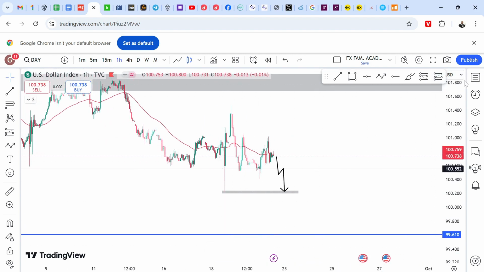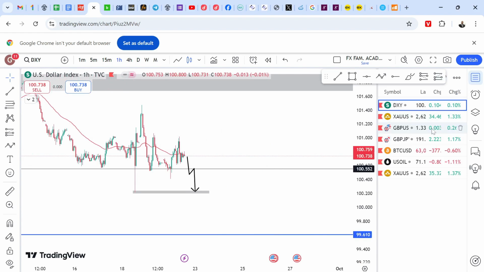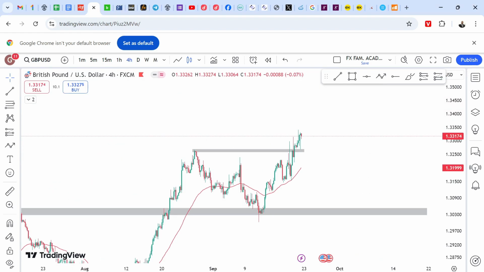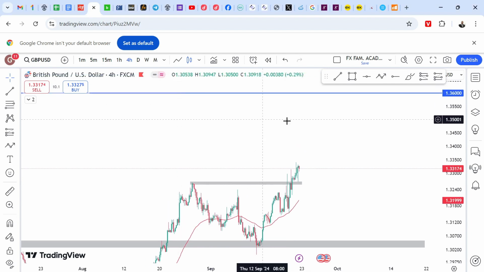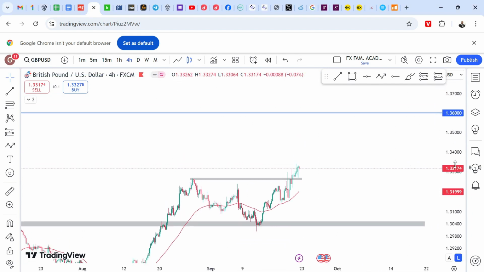Let's look at GBPUSD. Good. What am I seeing on GU? I'm seeing a potential buy on GU, and it's going to be a swing trading opportunity because I spotted this buy on the weekly time frame.